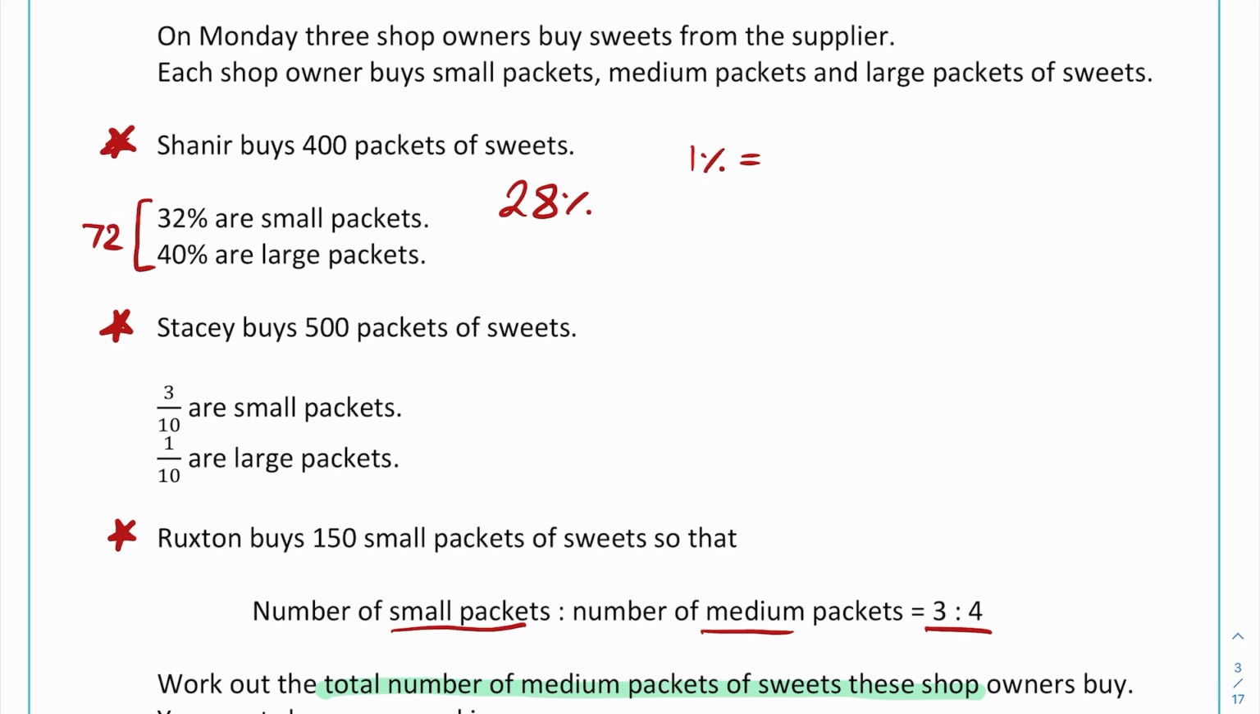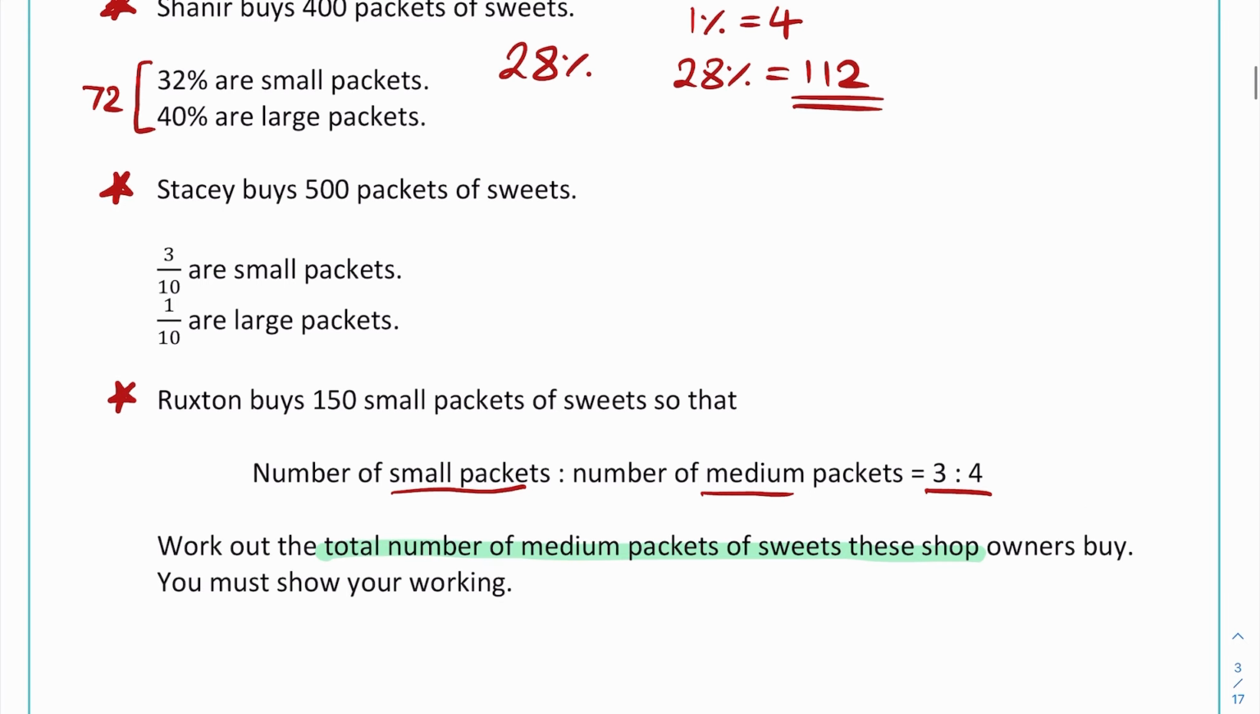So 28% are medium. If we want to work out 28% of 400, then we can first get 1% by dividing by 100. Obviously you're doing this on the calculator as well, so that's 4. And then 4 multiplied by the 28%. So 4 times 28 gives us 112. So we have 112 medium packets that Shania buys.